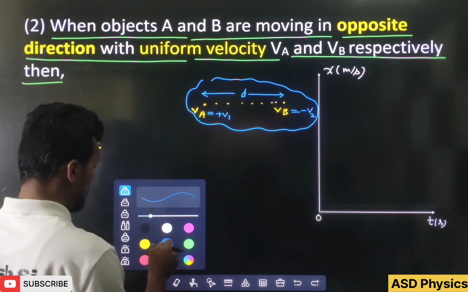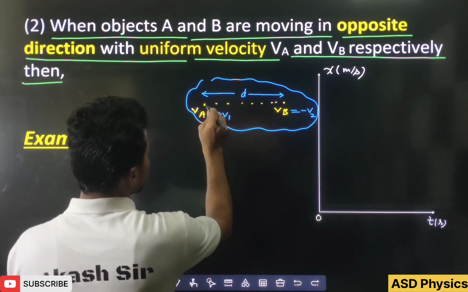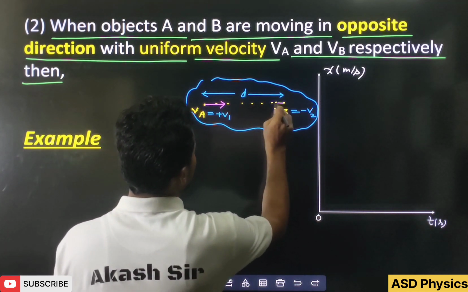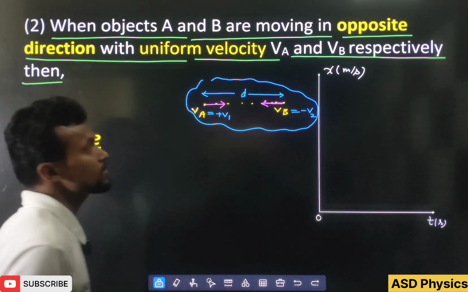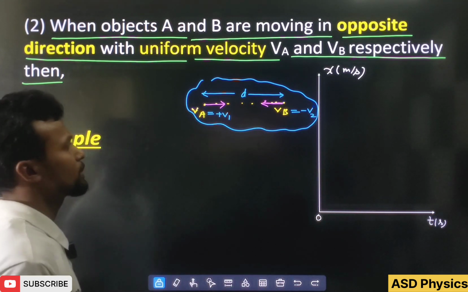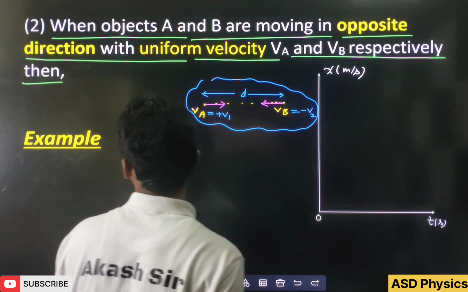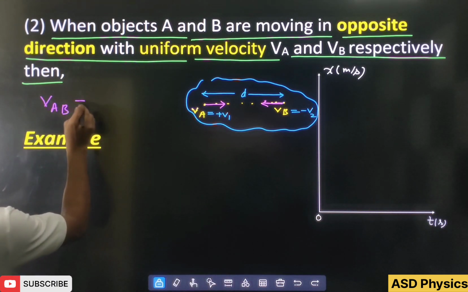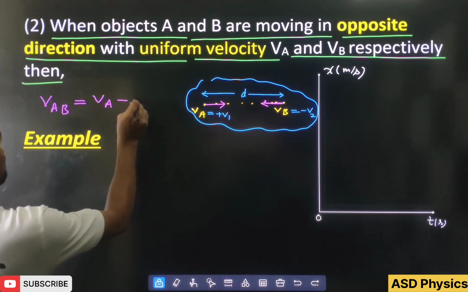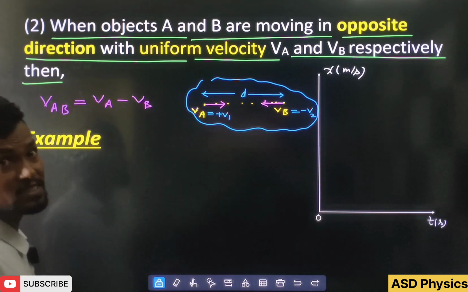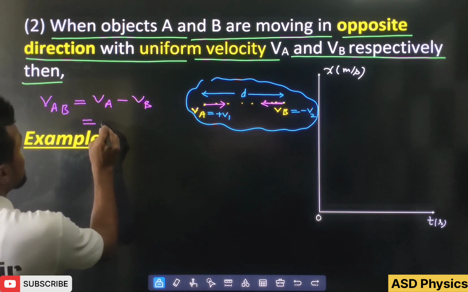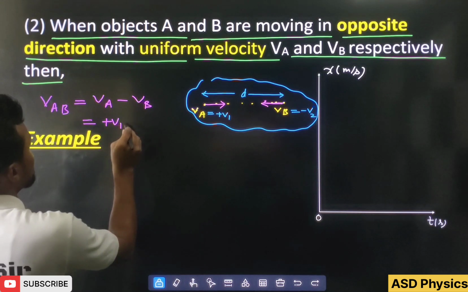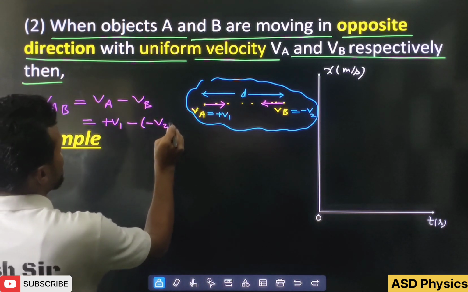If I draw the directions here, they are moving in opposite directions. So A this side and B this side. Here, students, who will be the observer? Let's take the velocity of object A with respect to object B. What can I write here? VA minus VB. So VA is given by plus V1 and VB is given by minus V2.